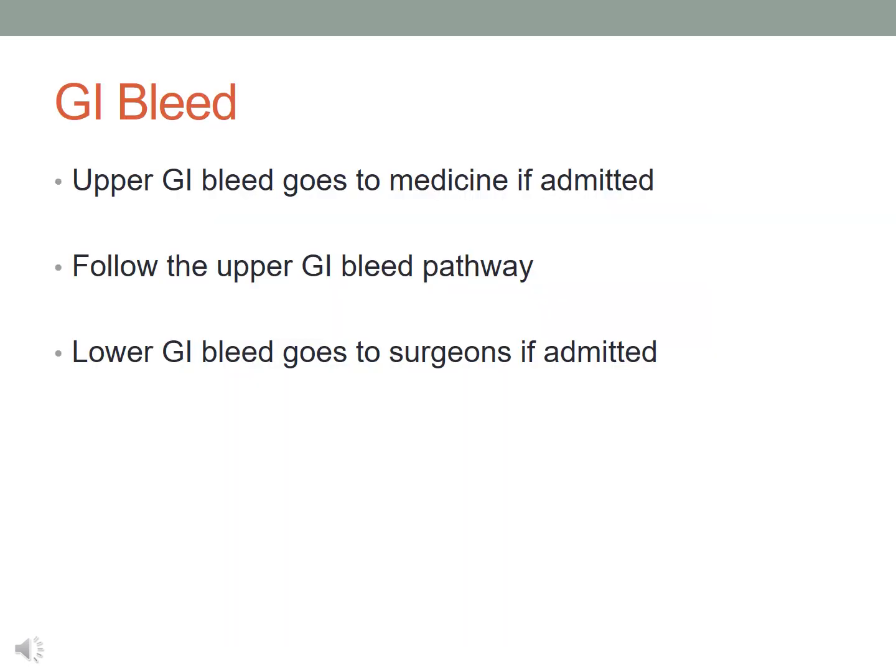Looking at the GI bleed protocol, which can be found on the clinical guidance folder on all the computers in the emergency department. In brief, if you have an upper GI bleed, this will go to medicine if they are admitted and follow the upper GI bleed pathway. If there is a lower GI bleed, these bleeds get admitted under the surgical team.